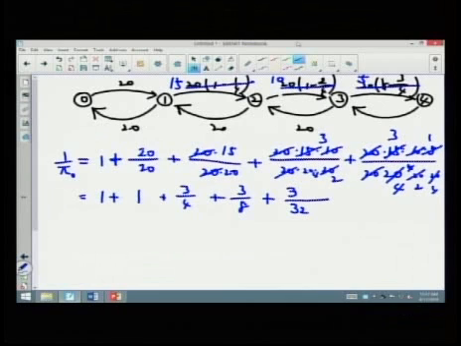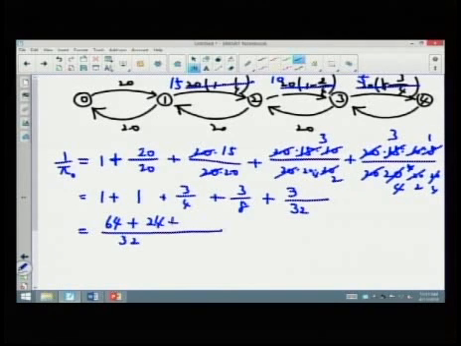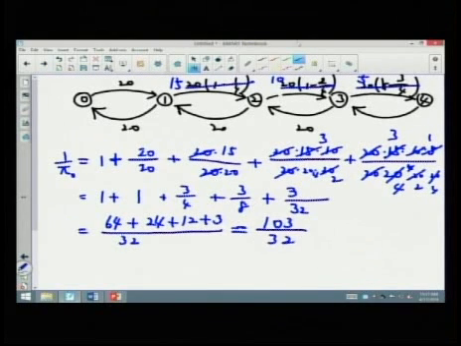This is 4. So what is this value? 32, 64 plus 24, 12 plus 2. Is that right? So what is this? 88, 90, 103. Is that right? 32. Which means pi 0 is 32 over 103.